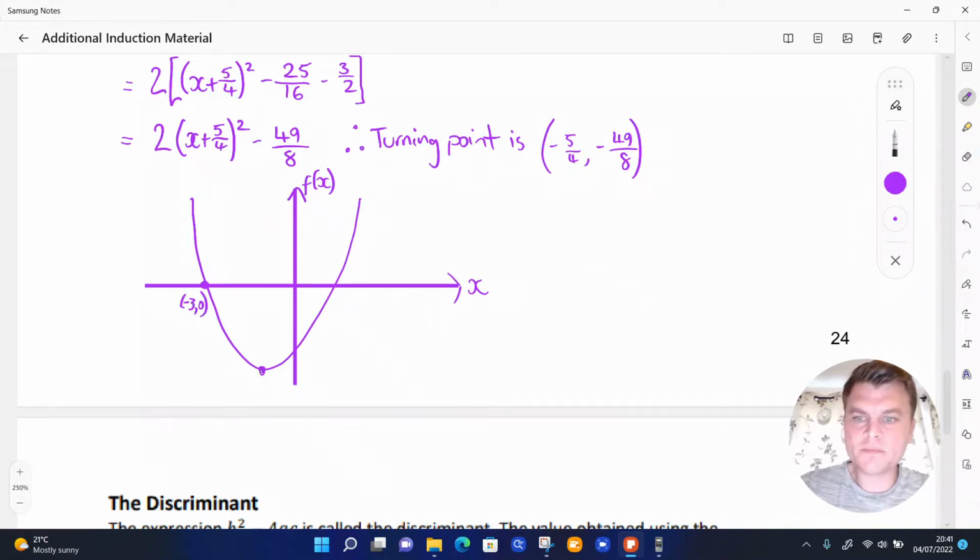Turning point, minus 5 over 4, 49 over 8. Sorry, negative 49 over 8. Y-intercept, 0, minus 3. And then finally, that root there was a half, 0. And there we go.